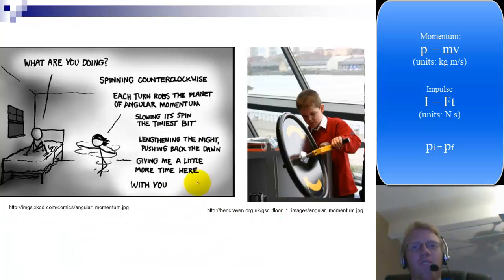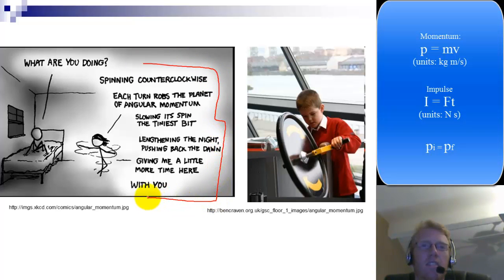Okay, here's a fun little comic. You can pause the video and read it. I just thought it was cute to throw in. Here's the bicycle wheel activity that we're going to be doing. This little picture shows what it's going to look like. So this comic is cute. If you don't get it, let me know in class and I'll explain it.